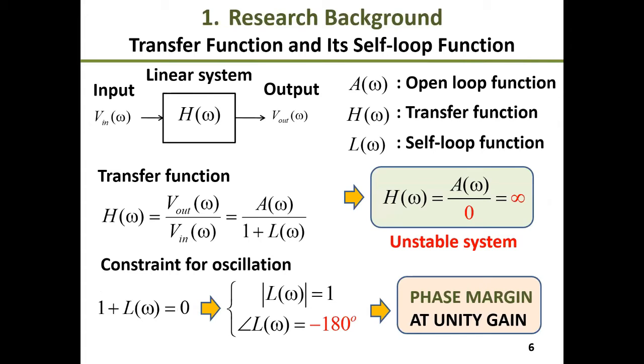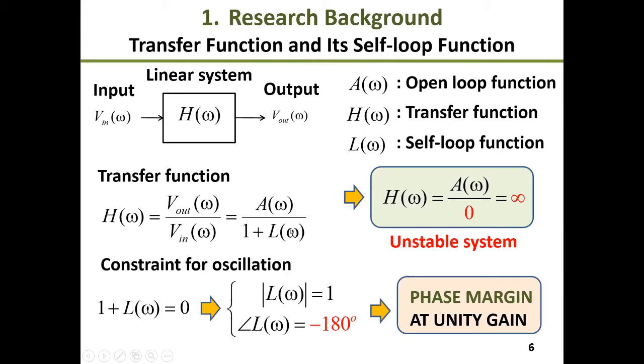Next, let us define the concept of a cell-loop function in a transfer function. When a linear system is defined by the transfer function, we can model this system by the ratio between the output signal over the input signal, and here we define A of omega is the open loop function, and the denominator part of the transfer function, L of omega, is the cell-loop function.